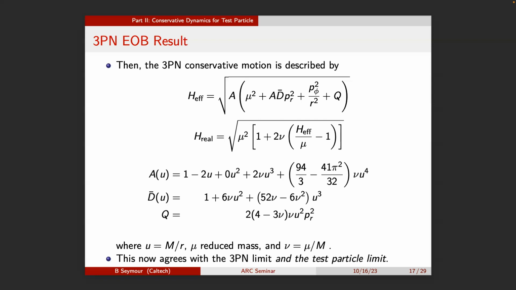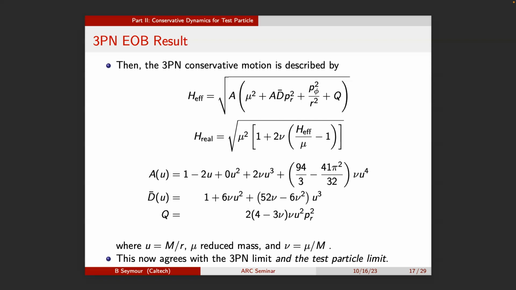Okay. Can I ask the next question? Sure. So it looks like when nu is 0, that's the test particle limit. And it looks like when nu is set to 0, then at 3PN all of the GR terms are all 0, right? But at what order does GR actually matter in the test particle limit in PM?